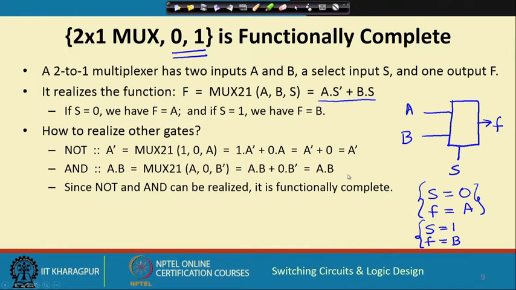Now, realization of the other gates can be followed like this. Just look at these scenarios. First, NOT. Let us try to build a NOT.